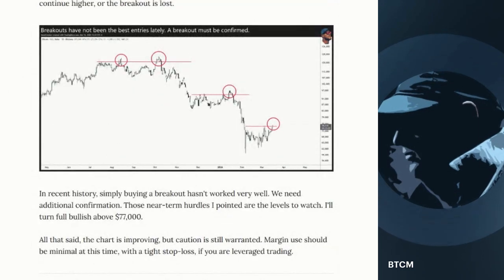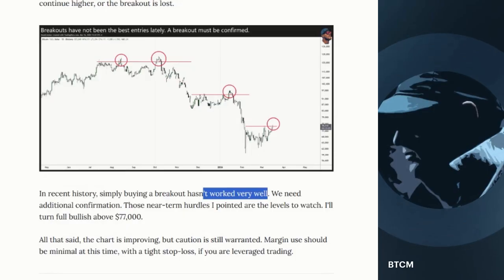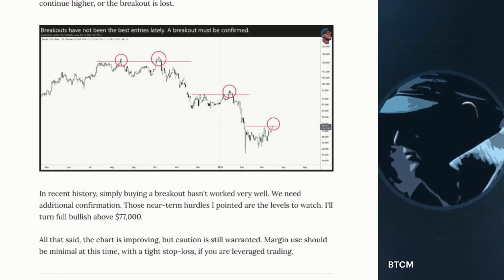And I also wanted to put in here this recent history. Simply buying breakouts hasn't worked very well. So there was a period in Bitcoin's history where you could just buy any breakout, any all-time high breakout, and you can see that in some of the traditional markets as well. That's a strategy that people do use. They buy the breakout and they set a very close stop loss just under that all-time high. So you buy the all-time high and you limit your downside by putting a very tight stop loss. You could be doing that on Bitcoin for many years and it worked out well, but it has failed recently.